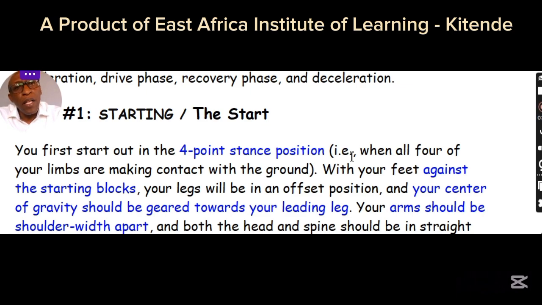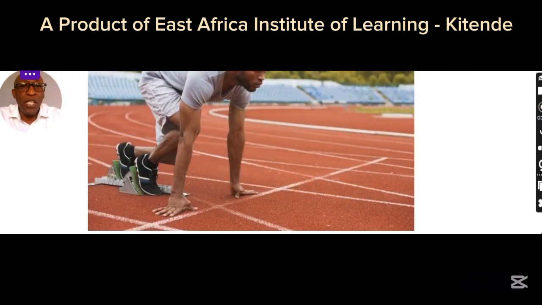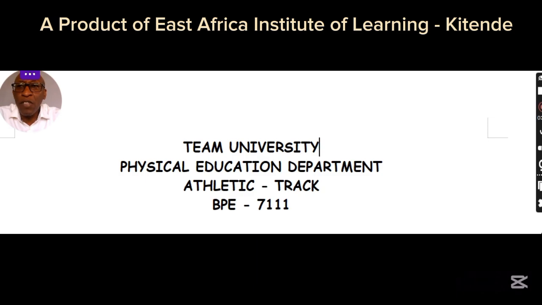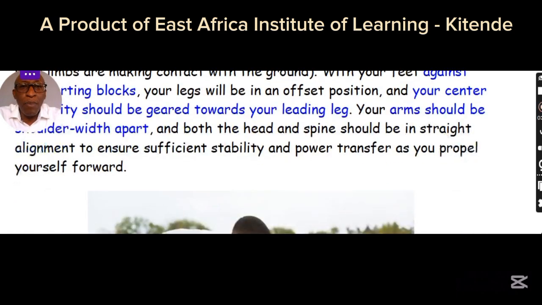Now, the feet are against starting blocks, while your center of gravity is towards the leading leg, as we are going to see, and your arms are shoulder width apart. Let's take a look at this picture to understand what we make reference to. Are you seeing the legs of the runner? Let me take back that picture.